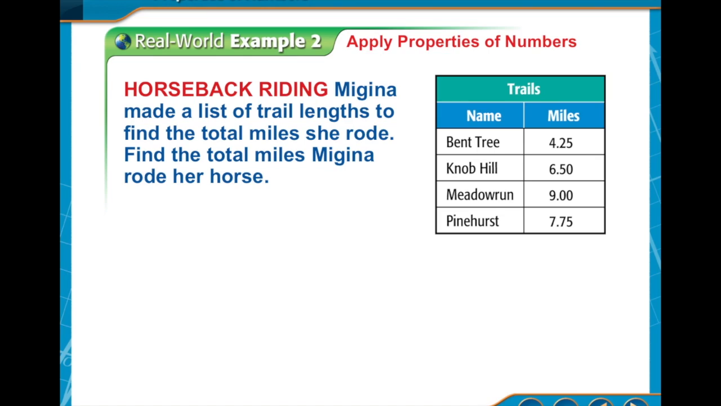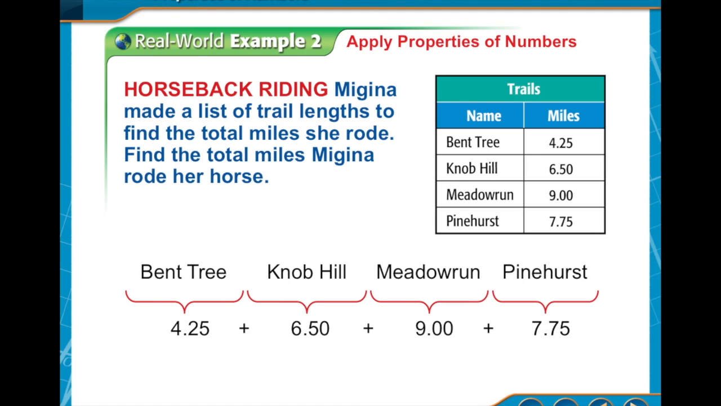Now, real world example number 2. Very short, we have 2 sentences there to copy down. So Magina made a list of trail lengths to find the total miles that she rode. We want to find the total miles that she rode her horse given the information in our table on the right. So we have 4 locations and 4 distances given, and we want to use that information to understand how far she rode total. So all we really have to do is take the numbers given, all those mile distances tell us how far she rode to get to each place, and we can just simply add them all together.